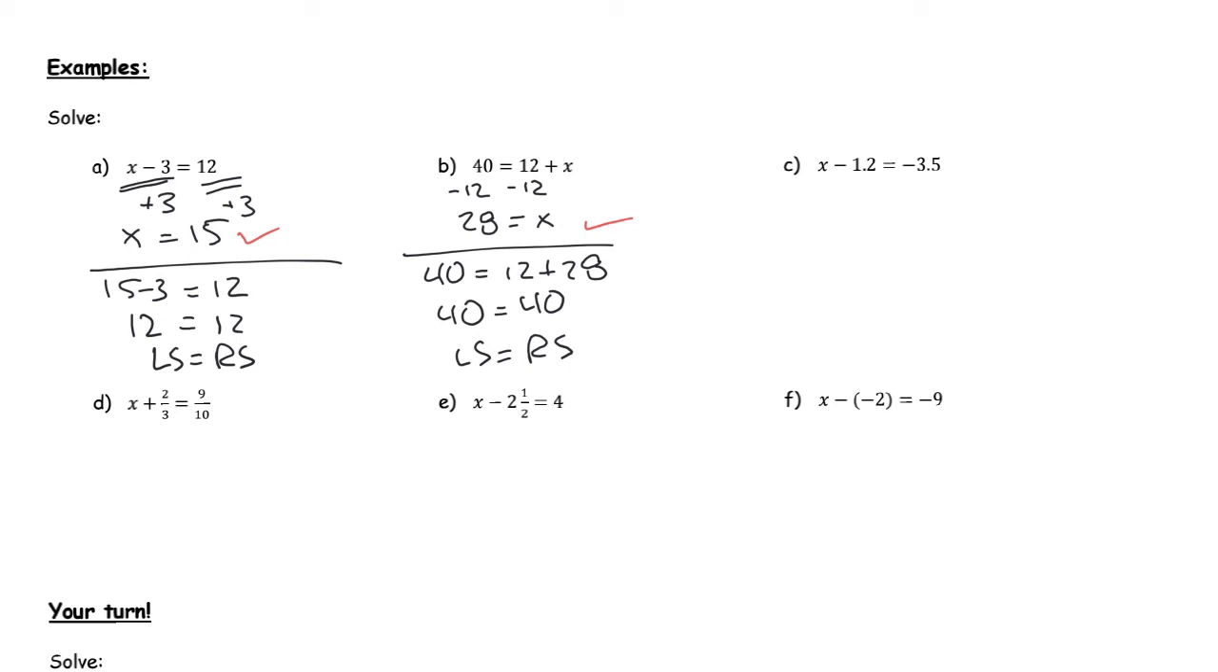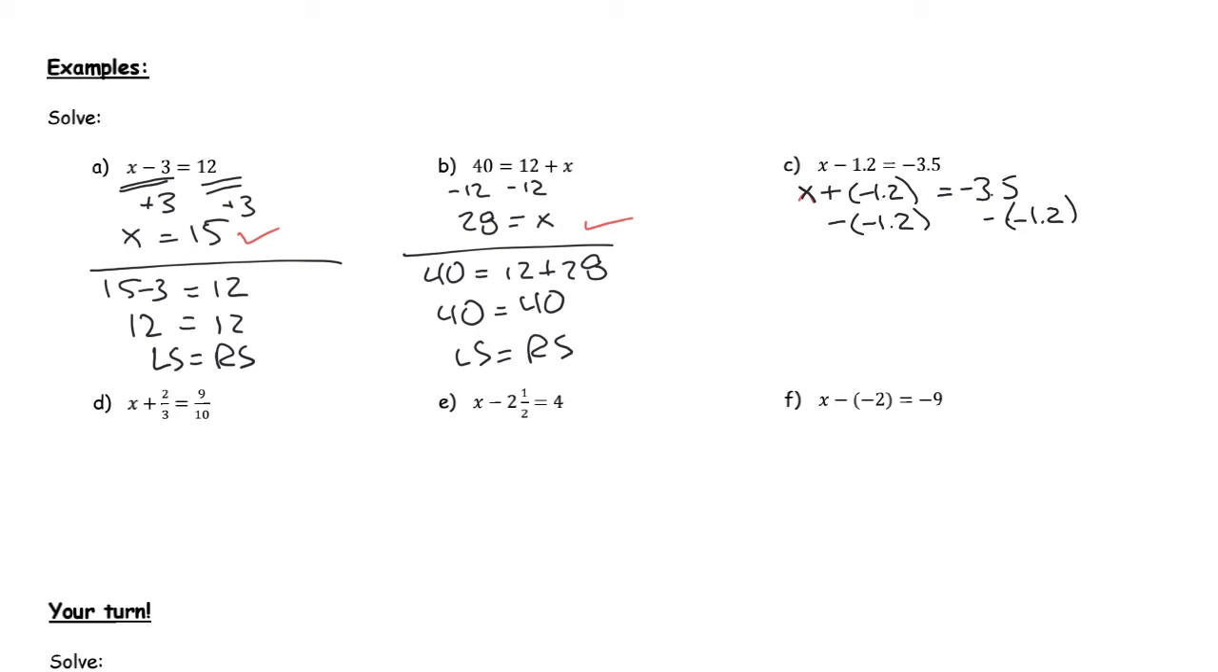Over here, we're working with decimals. Don't let that throw you off. It doesn't really make much difference. Again, this is a balanced statement already, so I don't need to balance it. What I do need to do is move the 1.2 to the other side. It's negative because I am going to interpret this as x plus negative 1.2 equals negative 3.5. And so I'm going to subtract negative 1.2 from both sides.